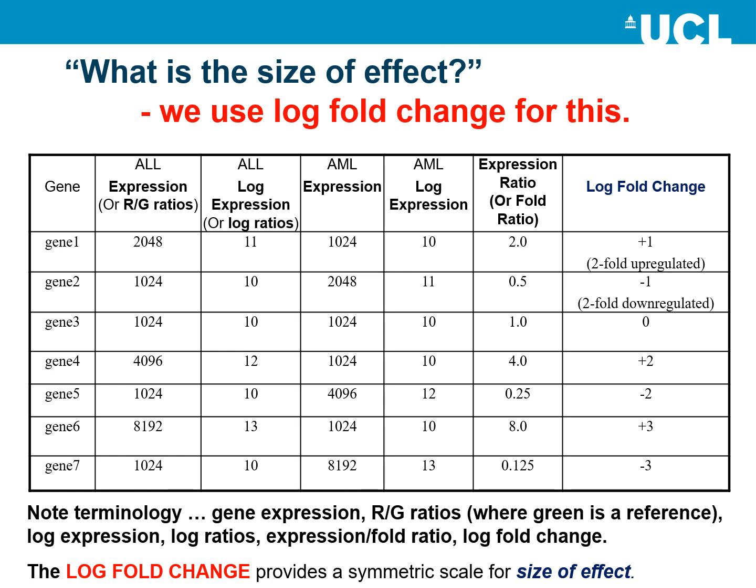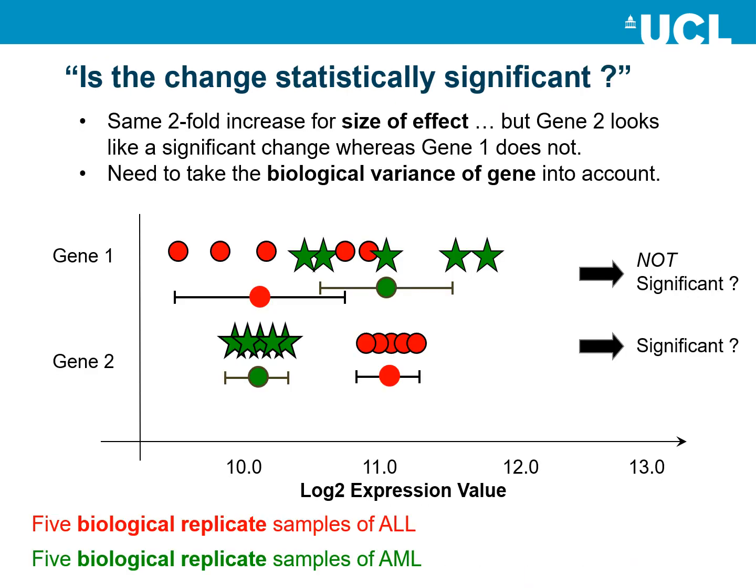So that's the size of effect. And then the other key information is: is the effect statistically significant? So this is a very schematic diagram. A t-test, in this case, if you assume it's Gaussian distributed data, would give you a p-value.